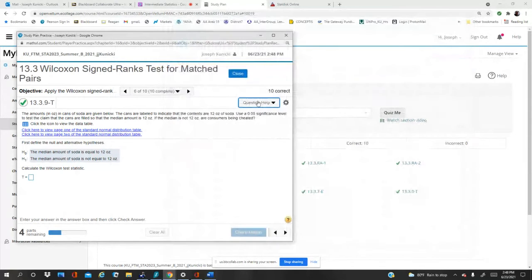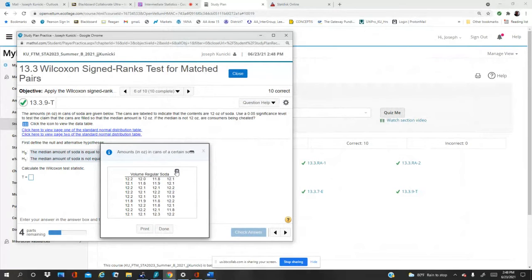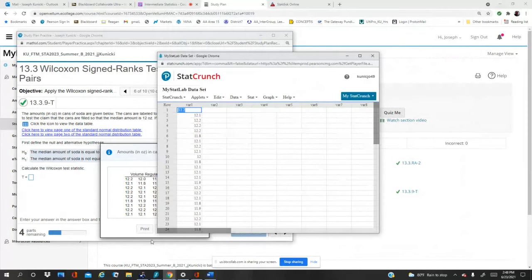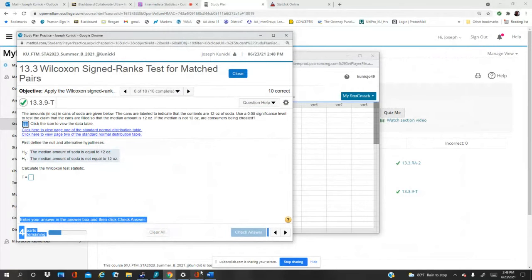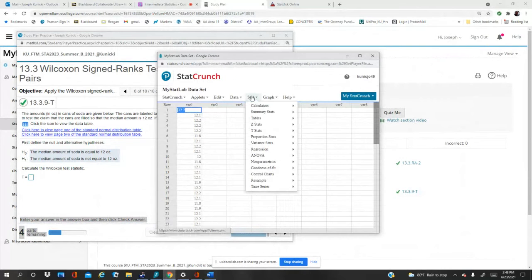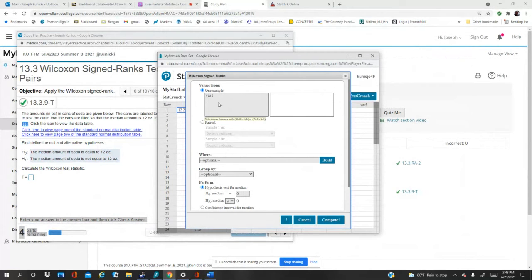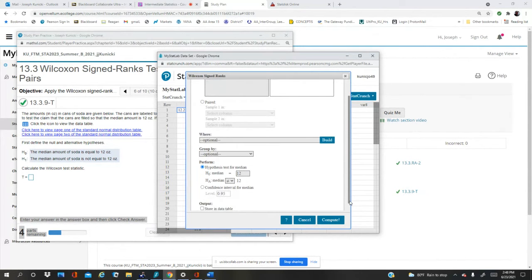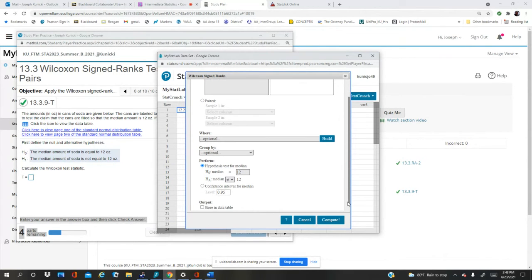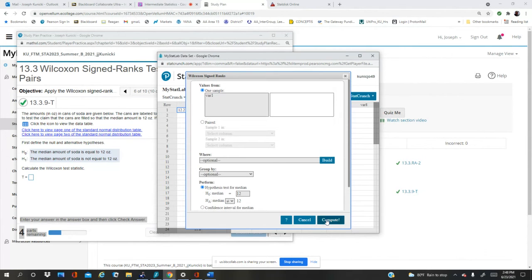Oops, forgot to put in the data. So I open the data into StatCrunch. Now you can do this one of two ways. You could do it as a single column. Nonparametrics, Wilcoxon signed rank. It's not paired, it's one variable, but we have to change the test because we're comparing it to 12. It's either equal to 12 or not equal to 12. So it's essentially like a paired test. It's just that all the data in column 1 will be compared to 12 as a constant. So we compute.